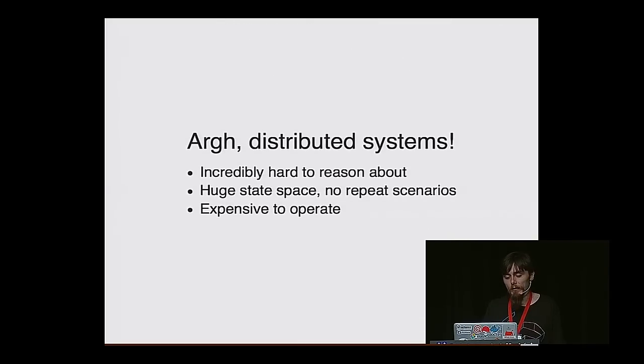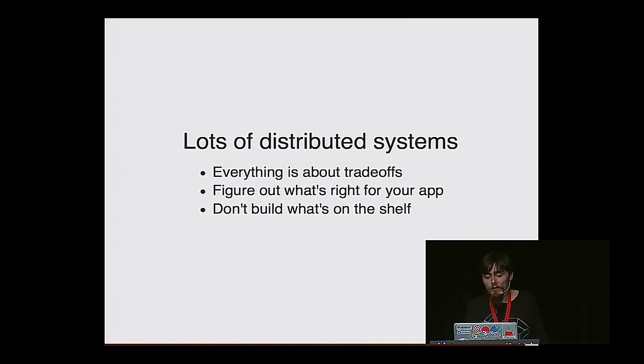But distributed systems can be very hard to reason about. There's a huge state space, right? The amount of possible orderings of all of the events in the world is pretty much infinite. There are no repeat scenarios. It's very, very hard to debug. They can also be expensive to operate, right? Definitionally, 5 machines are at least 5 times as expensive as 1 machine. But lots of distributed systems.